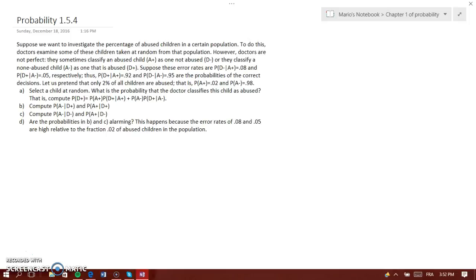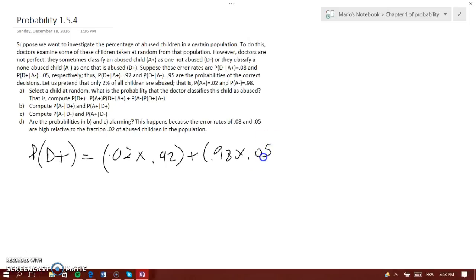So part A says to find probability of D plus. So probability of D plus or D positive is equal to 0.02 times 0.92 plus 0.98 times 0.05, and that's equal to 0.0674.